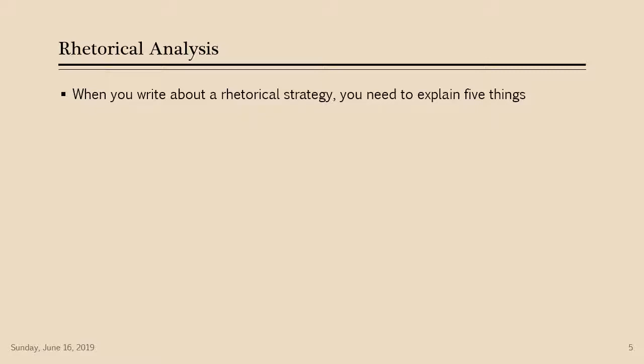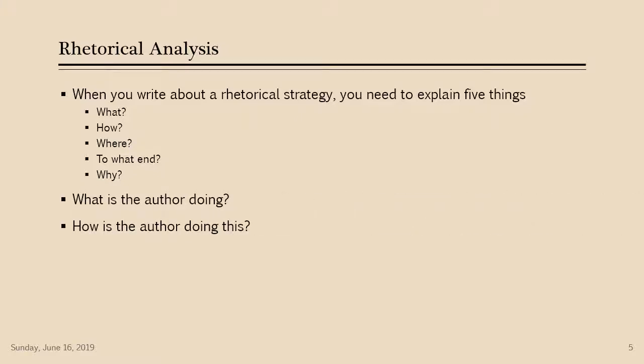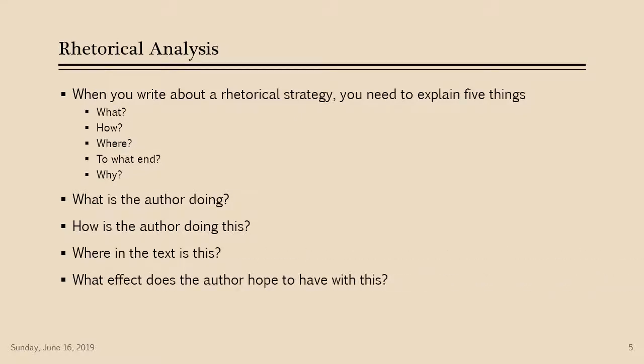When you write about a rhetorical strategy in a rhetorical analysis, say a rhetorical analysis essay, you basically need to explain 5 things. The what, the how, the where, to what end, and finally the why. What is the author doing? How is the author doing it? Where in the text is this? What effect does the author hope to have with this? And finally, why do this in the first place?